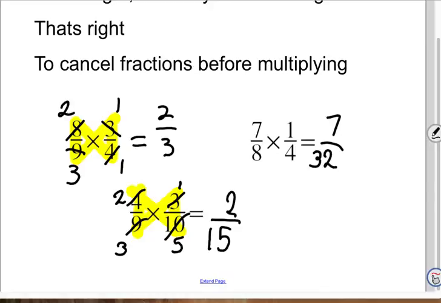The bow tie method really simplifies things for you, okay? If you just get in the habit of doing it. You're going to simplify before you multiply. Simplify first, okay?